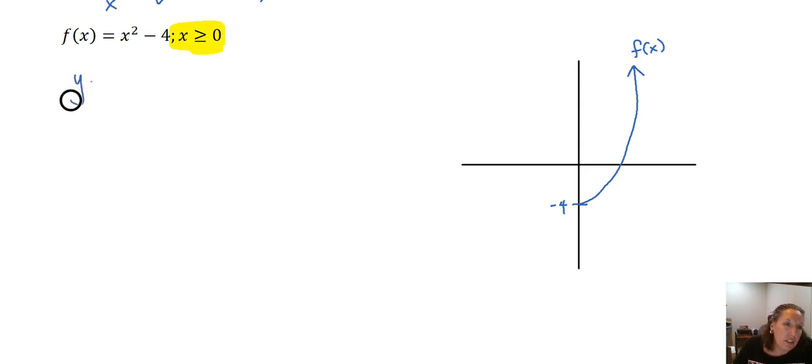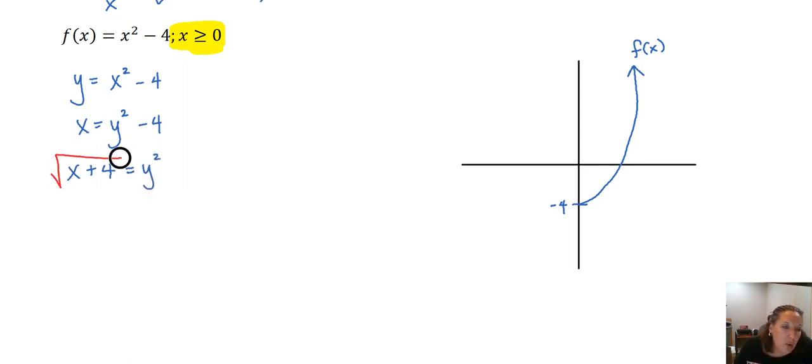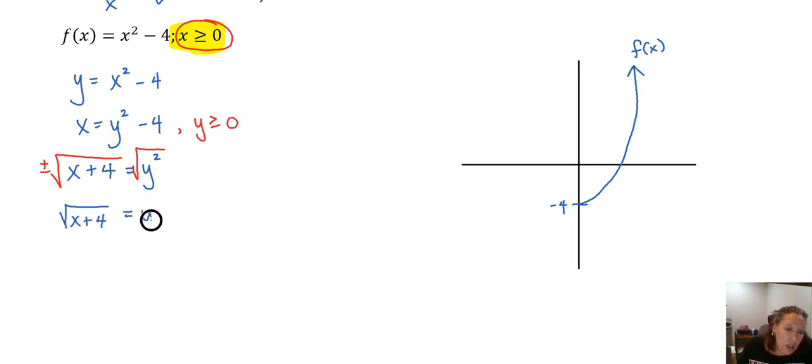So f of x becomes y. And then we're going to switch our x and our y. So we get x equals y squared minus 4. Solving this for y, we're going to add 4 to both sides. And then we want to take the square root. Well, normally we would have plus or minus here. But because of this, when we switched it, we're going to have y greater than or equal to 0, means we only want the positive one. So it's going to be the square root of x plus 4 is equal to y. So that's going to be our inverse function.